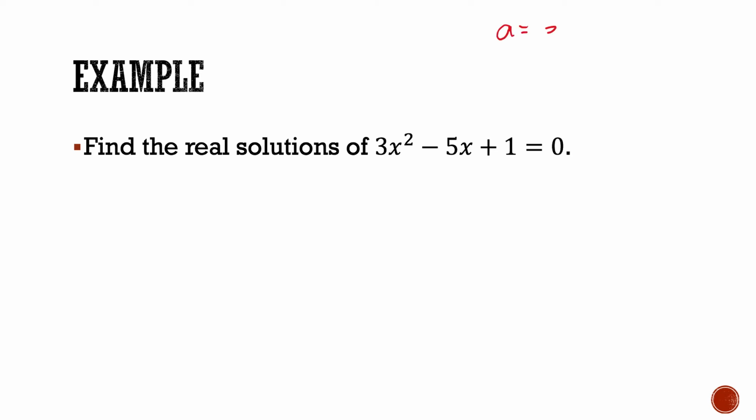My a value is going to be 3. That's the number in front of the x squared. My b value is going to be negative 5. That's the number in front of the x. And my c value is going to be 1.